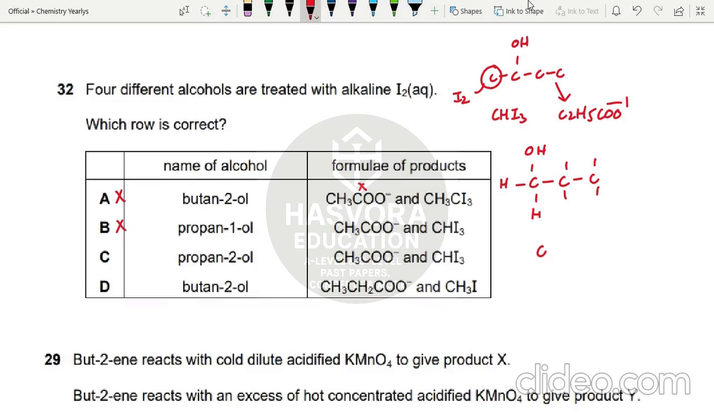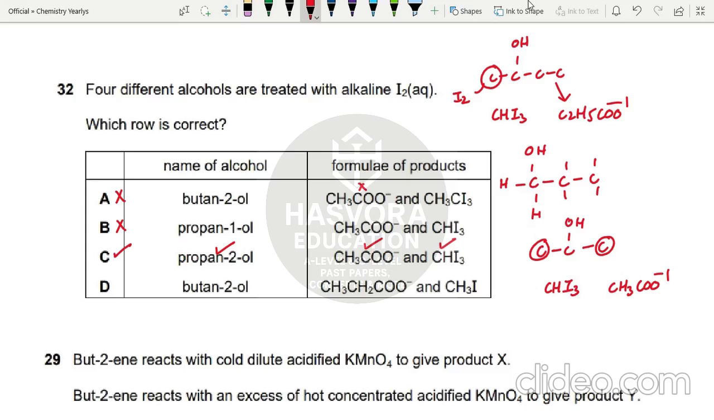So the other one is propane-2-ol. This will be the structure. These two methyls can react, and if this one reacts, it will form CHI3, and the other one will form CH3COO minus. So now you can see these two products are correct for this one, so this can be the answer.